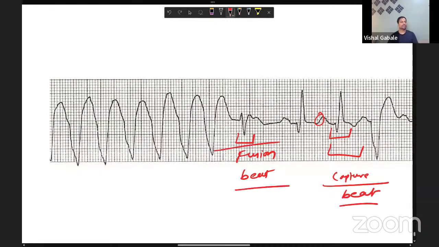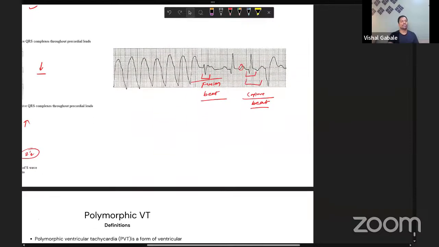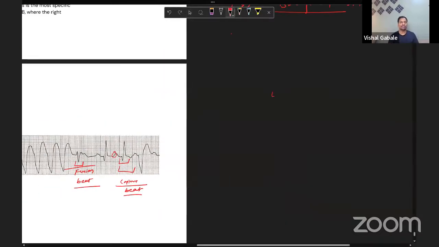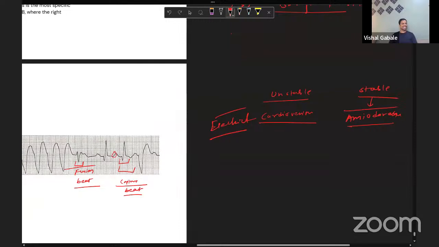Capture beat, fusion beat. So this is about ventricular tachycardia. Now the treatment for ventricular tachycardia is again easy. If the patient is hemodynamically unstable, then you do cardioversion. And if the patient is hemodynamically stable, then you do what? Amiodarone. That is chemical cardioversion or medical cardioversion. This is electrical cardioversion, depending on the hemodynamic stability of the patient.